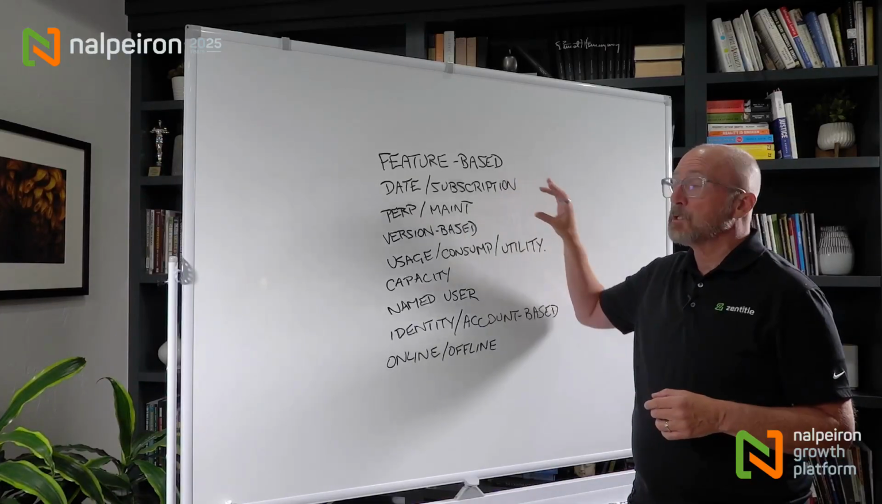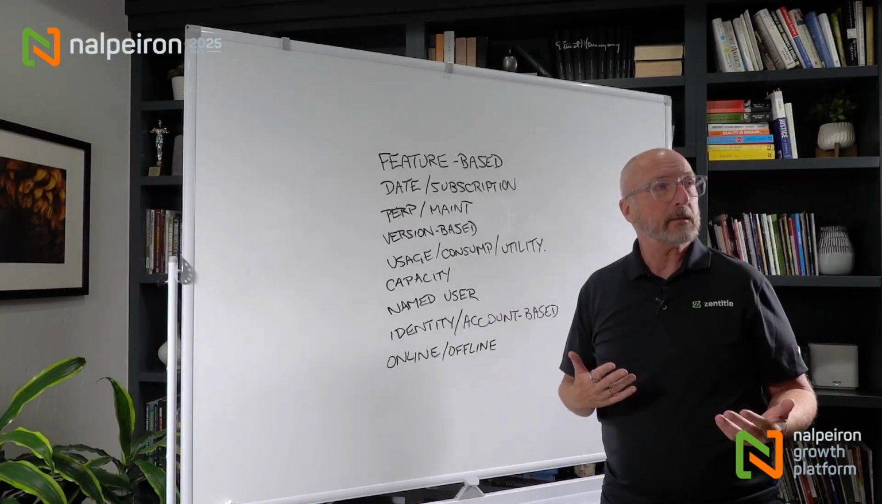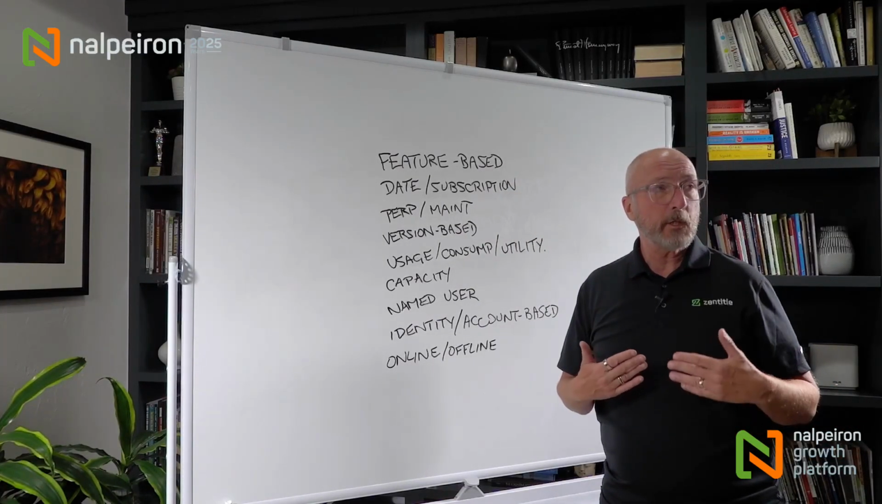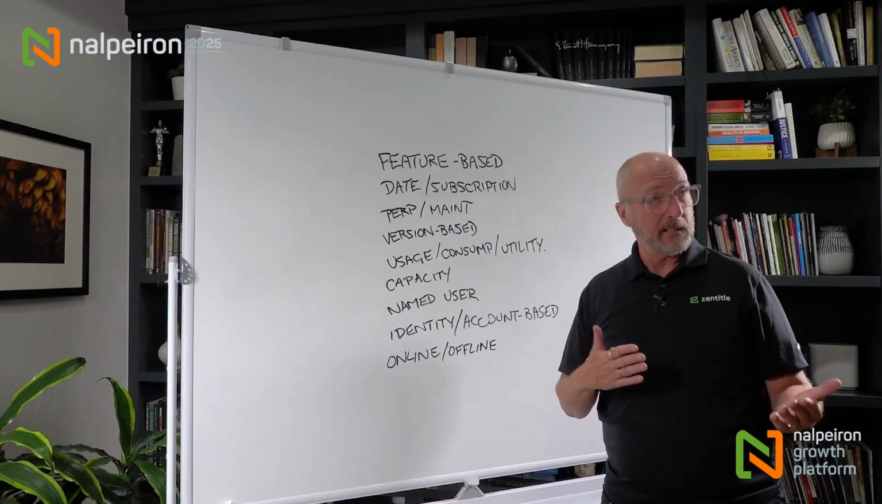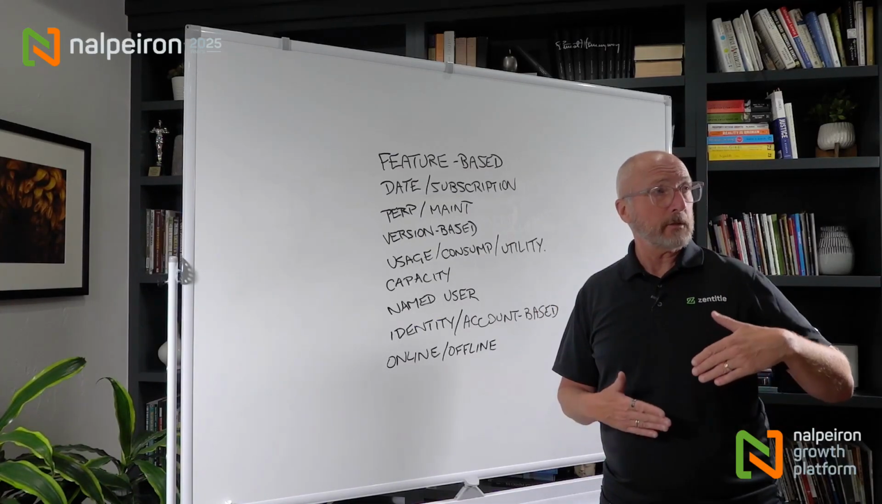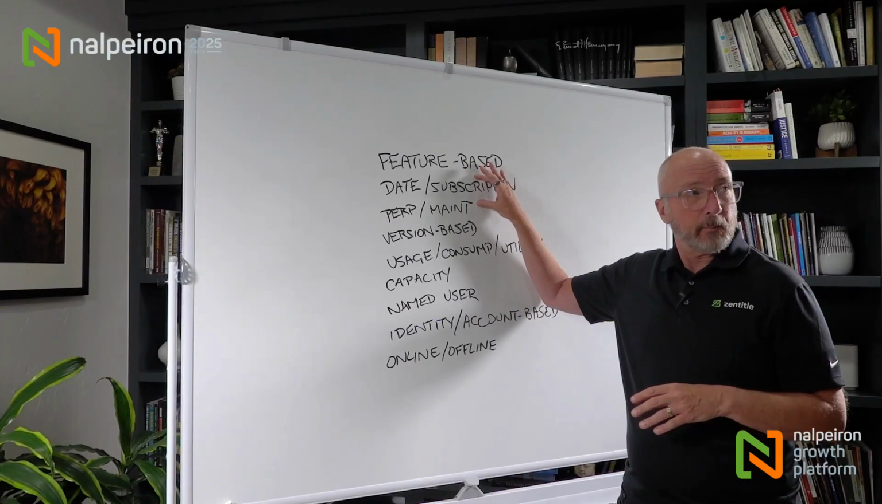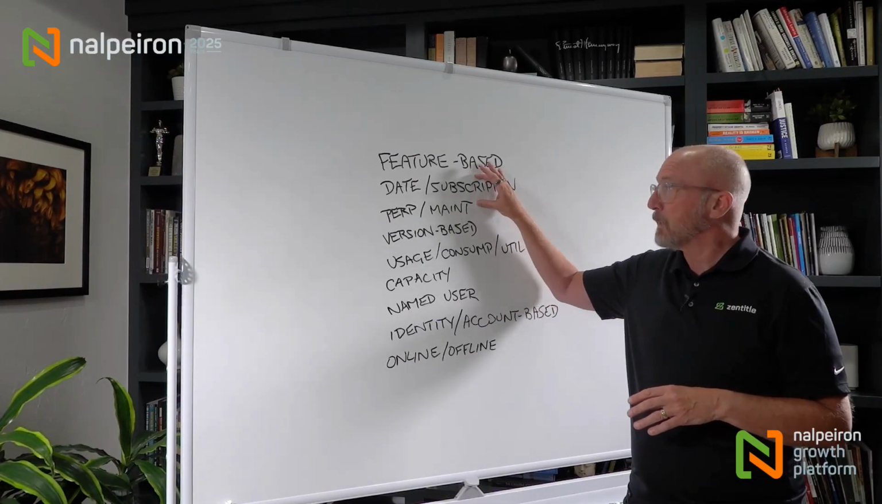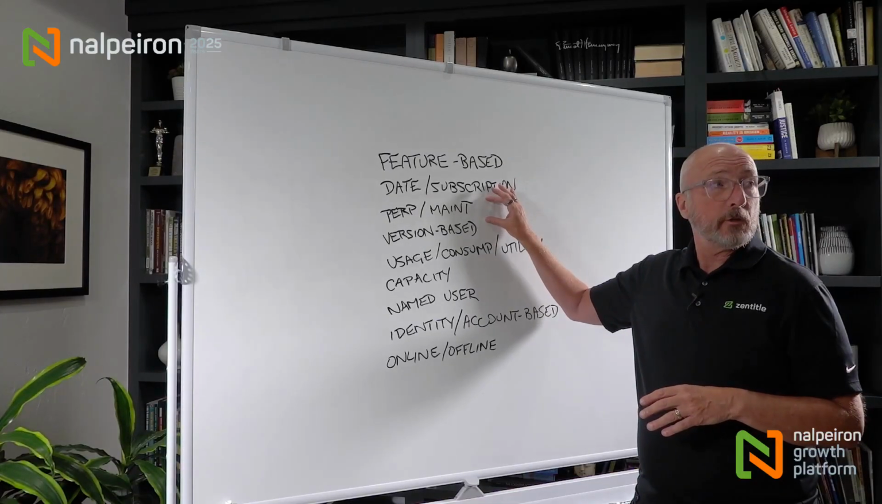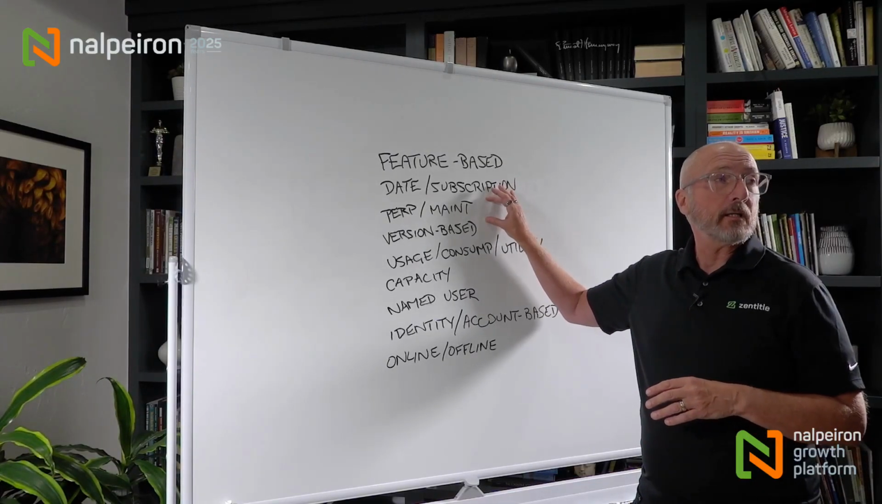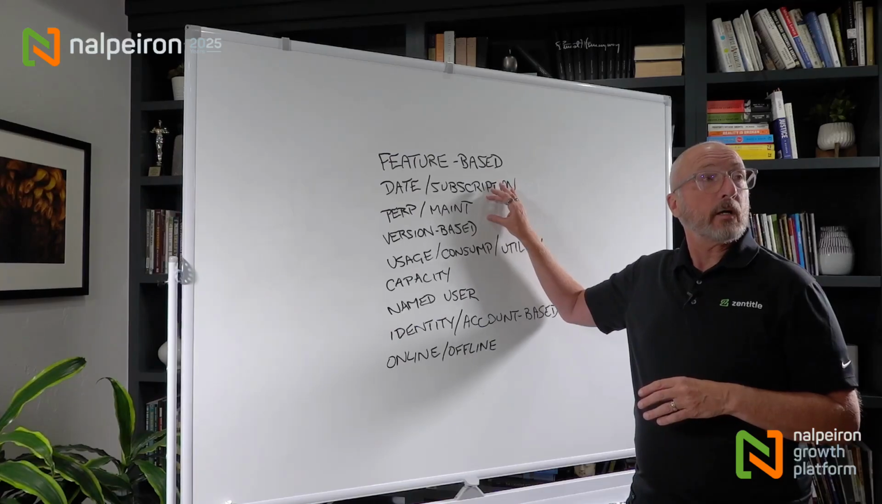It also allows you to implement any kind of time-based license. 1 month subscription, 1 year subscription, a license that expires on December 31st, 2025, etc. So any kind of date-based metric you can implement as well. Of course, you can also do perpetual or non-expiring licenses with or without a maintenance contract.